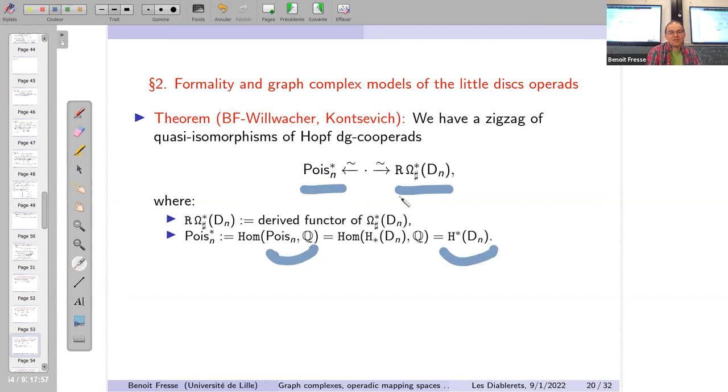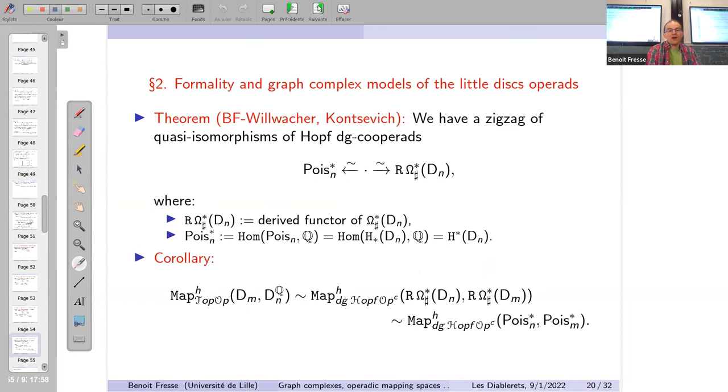And so you have this theoretical model on this side, and this formality result really gives you that this model gives you a very small model of your product D_n in the category of DG cooperads. So here I have to mention that I regard this cooperad in graded commutative algebras as a Hopf DG cooperad with a trivial differential, that is, with a null differential.